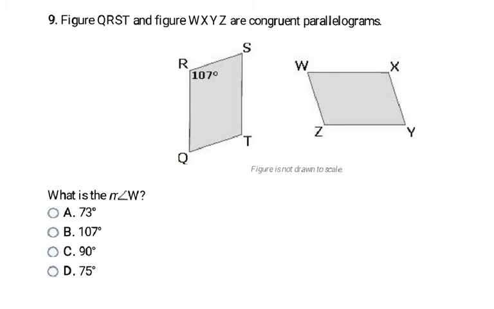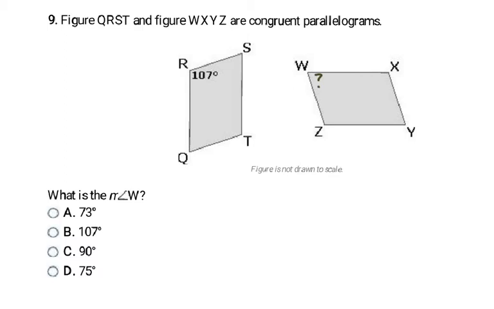This question here says figure QRST and figure WXYZ are congruent parallelograms. So that means everything I know about parallelograms, congruent opposite sides, congruent opposite angles, all holds true in this problem. So it wants to know, what is the measure of angle W? So I'm going to put a question mark there because that's what I'm looking for.